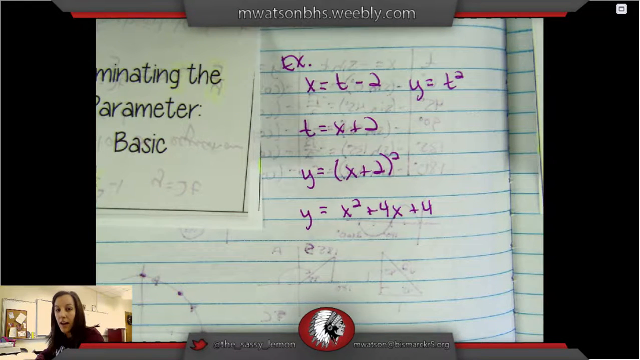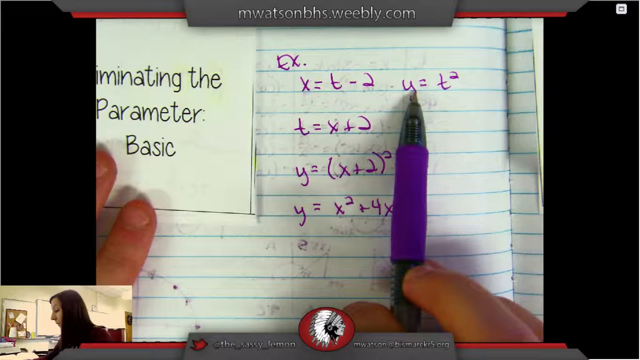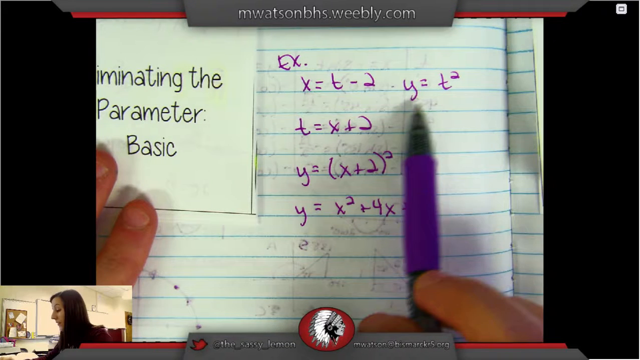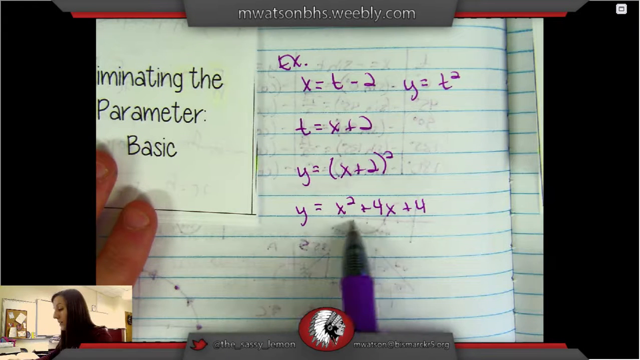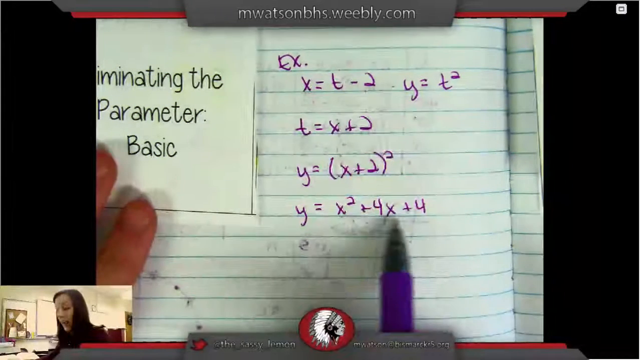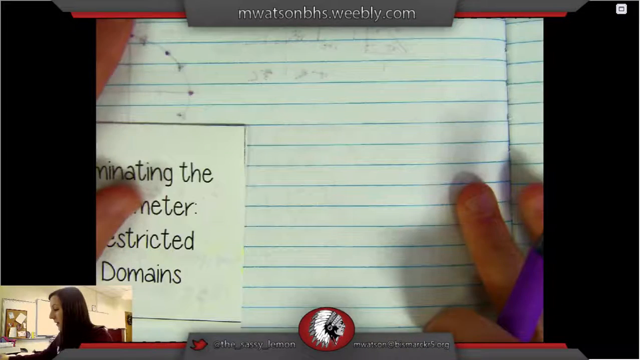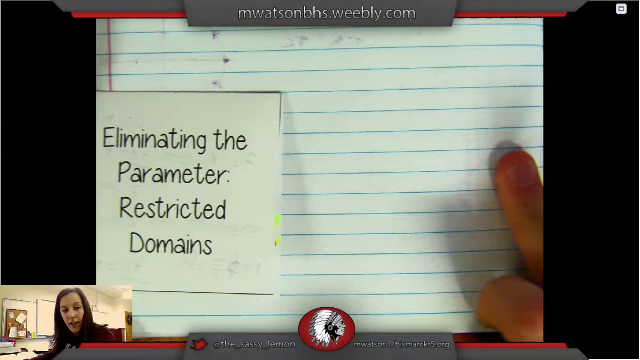And there's no restrictions here because with this equation, x could be anything, and with this equation, well, it doesn't really matter what y can be because y is dependent upon x here. So that really isn't a factor. We just have to look at x and check the domain. So let's go to our next example where we might have a restricted domain.